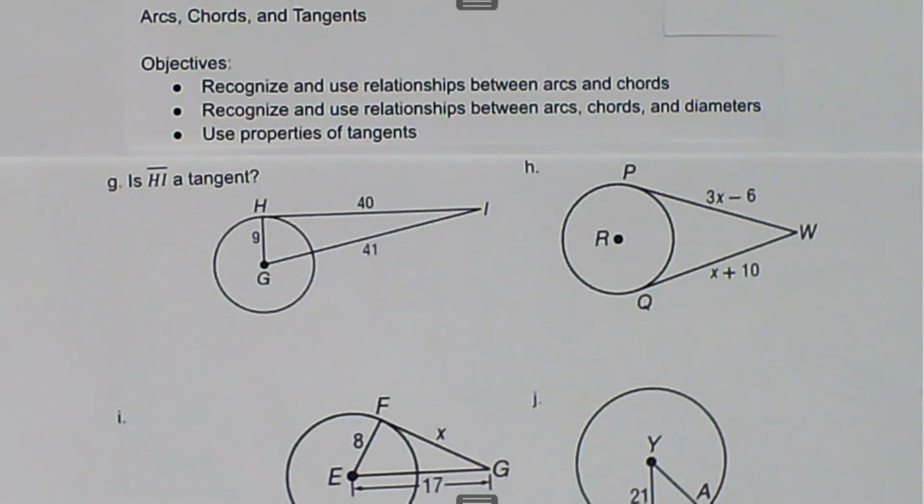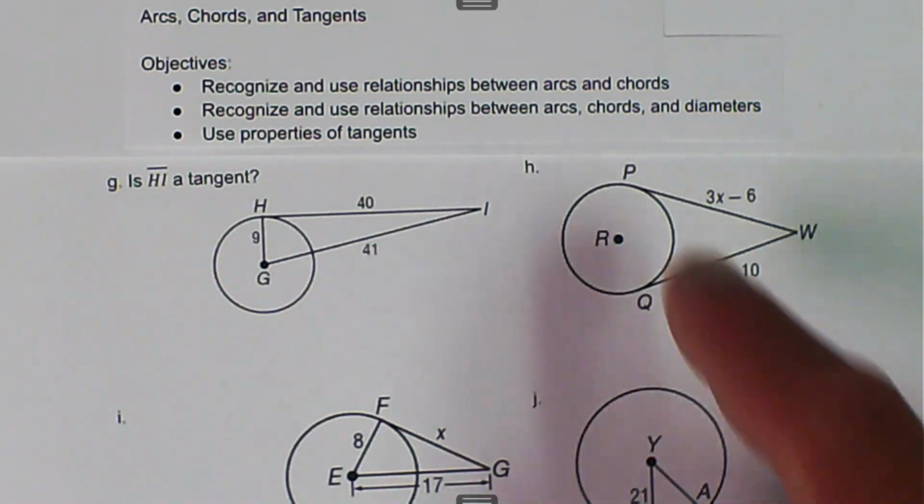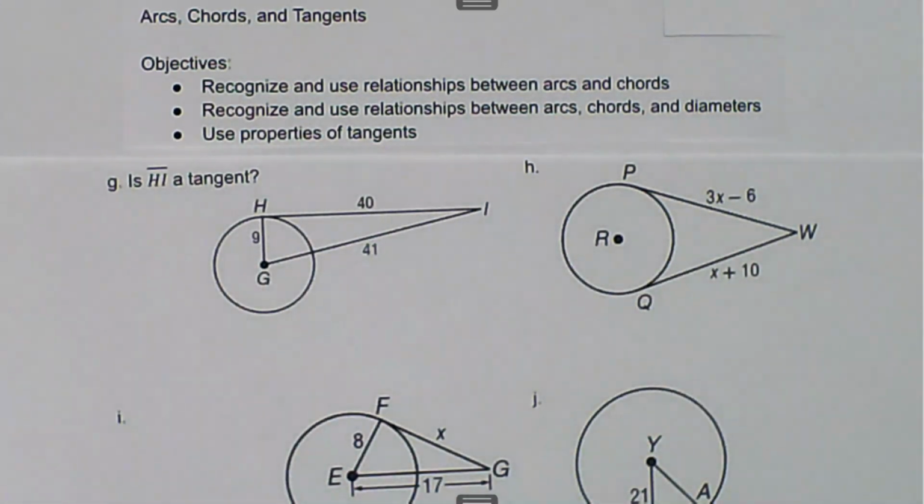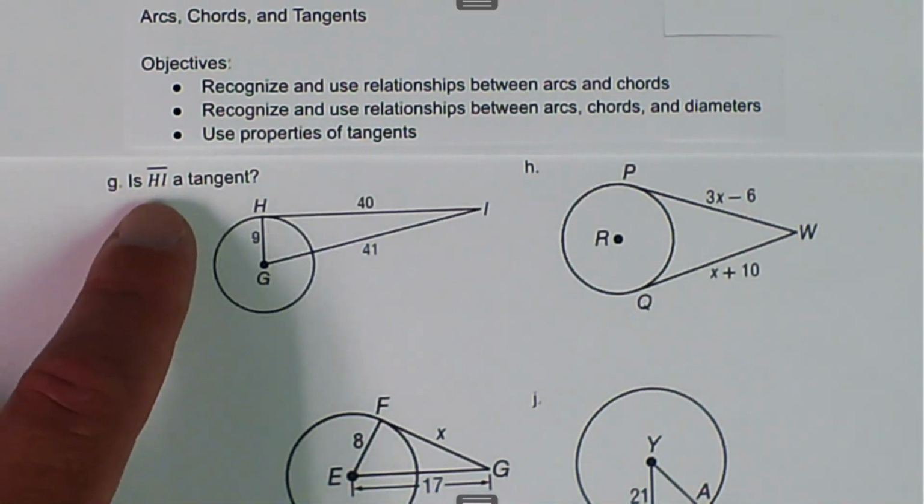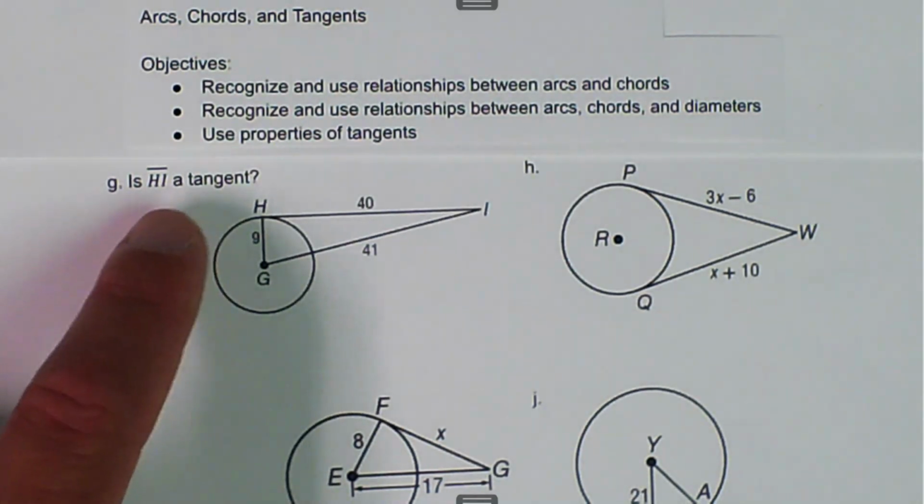We are talking about arcs, chords, and tangents, and we want to use properties of tangents. Earlier, for number 5, it said solve for x. In H, I, and J, assume segments that appear to be tangent are tangent. So that's H, I, and J. For G, it says, is the line segment HI a tangent?